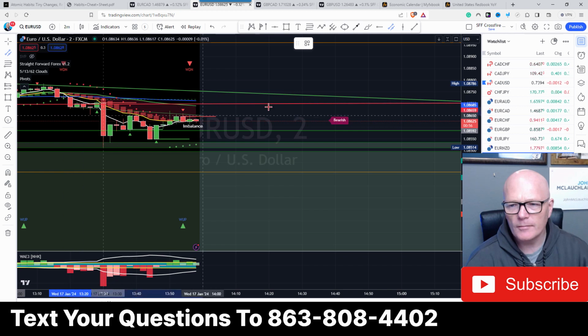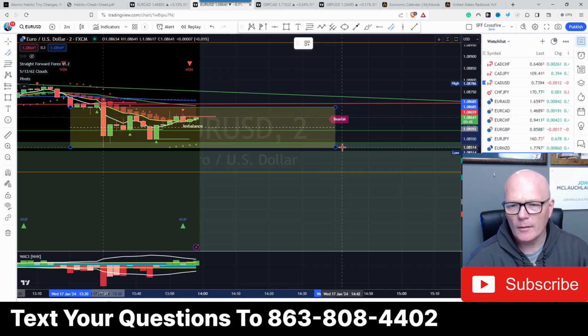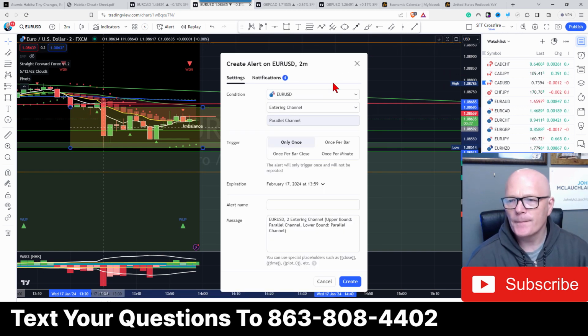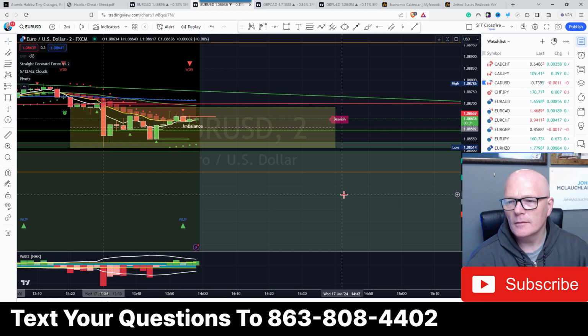Around there, so we'll put a level on, down to about there. Okay, very similar to the previous one we did. Highlight it, click on the timer, the little alarm clock thing, put it exit in the channel, once per bar, and create. You can put any message you want on there. It's up to you.